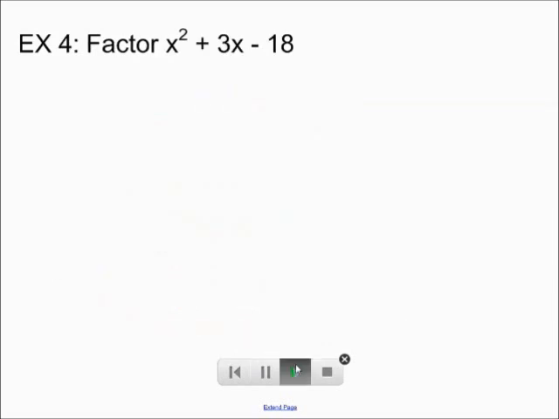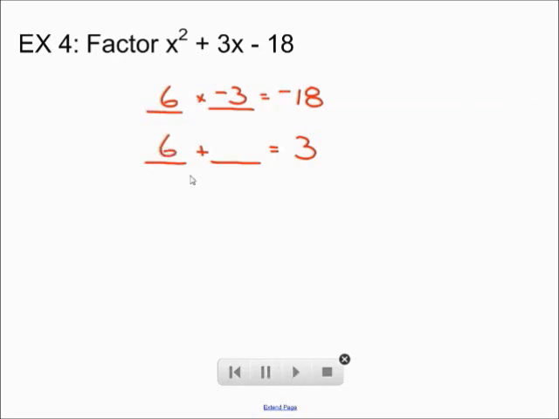All right, so now we're looking for factors of -18 that add up to 3. Okay. Again, we've got a negative c value, so one of these values has to be negative. We have a positive b value, so the bigger one should be positive. How about 6 and -3? Okay, 6 times -3 does equal -18, and 6 plus negative 3 does equal positive 3.